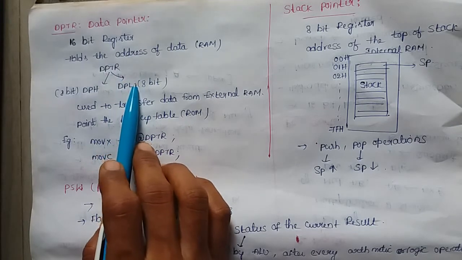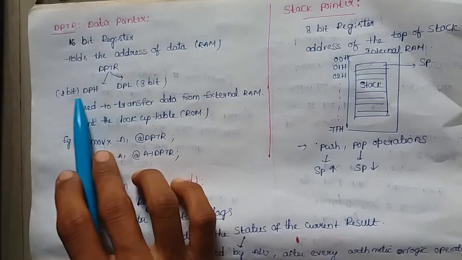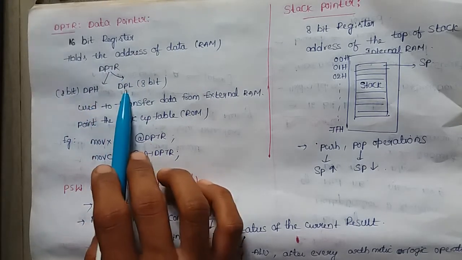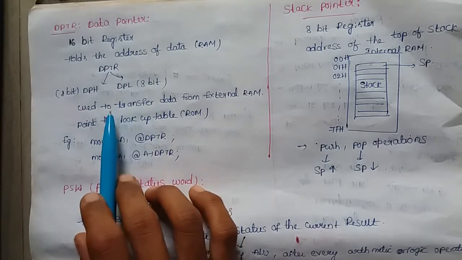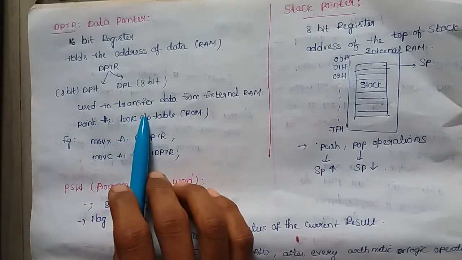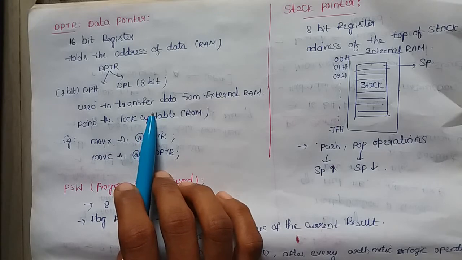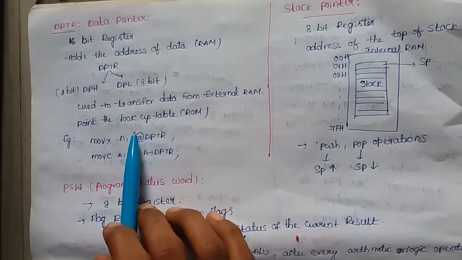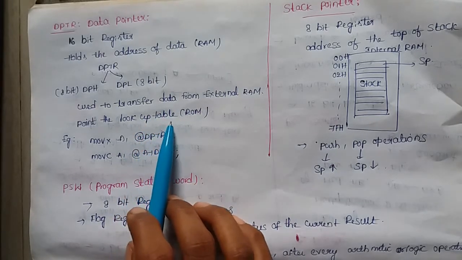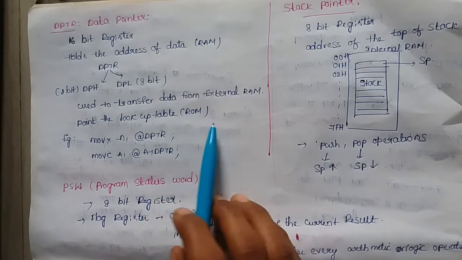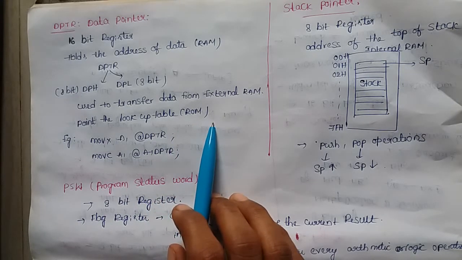Again, DPTR is divided into two 8-bit registers: DPH and DPL. DPTR is typically used by the programmer to transfer data from external RAM. It can also be used as a pointer to a lookup table in ROM. Actually used in indexed addressing mode.